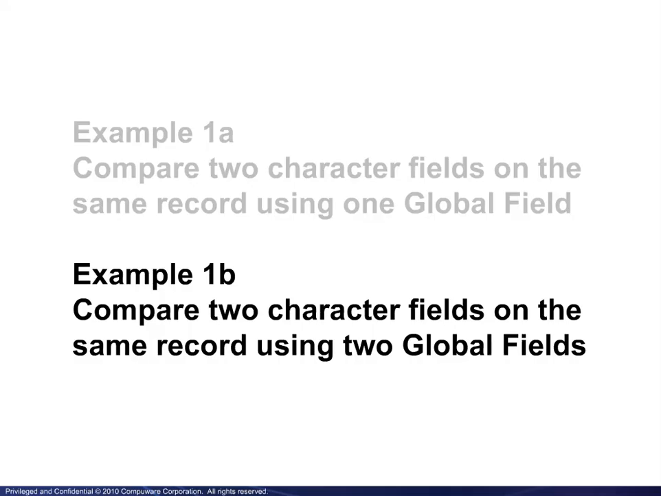Example 1b will show an alternative method using 2 global fields. Because some of the steps are the same as those shown in example 1a, some of the screen captures, such as those showing entering END or pressing F3, have been omitted.